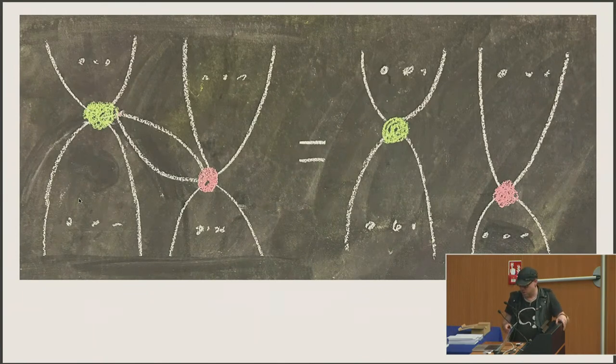Okay, that's good. Now, what happens if a green spider meets a red spider? That's, of course, where interesting stuff is going to happen. As it happens, if a green spider is connected to a red spider by two wires, these wires fall away.